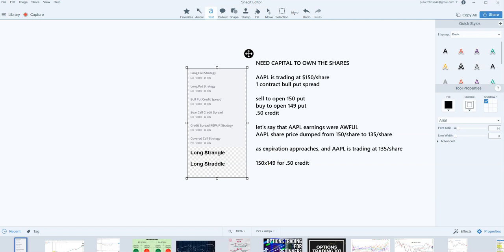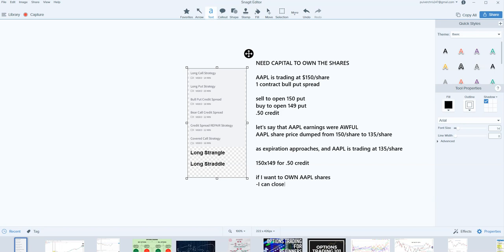Now, remember, in video 1, a long put strategy, if I buy the 149 put, guess what? 149 is in a ton of profit, because it's a 149 put and price is trading at 135. That is a $14 move of the underlying asset in favor of that long put. Okay, so here's how it works. If I want to own Apple shares, I can do the following.